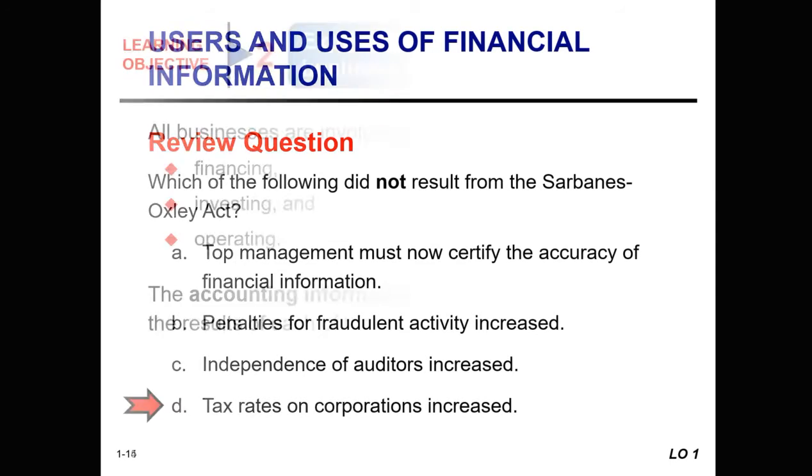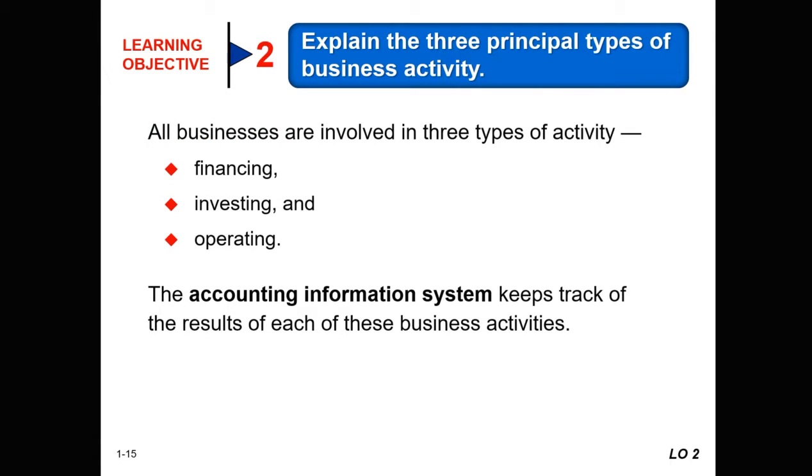We're just going to advance through a few slides there so that we can talk about what the principal types of business activity are. All businesses are involved in 3 types of activities. The accounting information system keeps track of the results of each of these activities and allows us to communicate how the business is operating in these classifications over time.